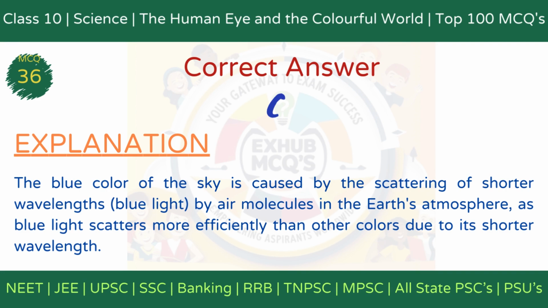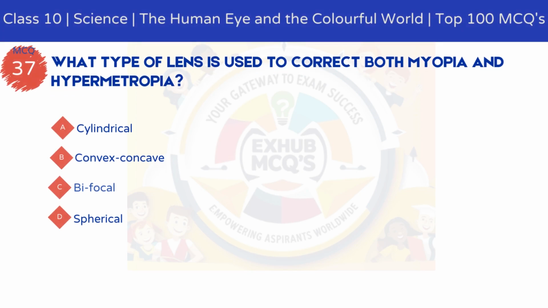Explanation. The blue color of the sky is caused by the scattering of shorter wavelengths of light, such as blue, by air molecules in the atmosphere. These shorter wavelengths scatter more effectively than longer wavelengths like red.